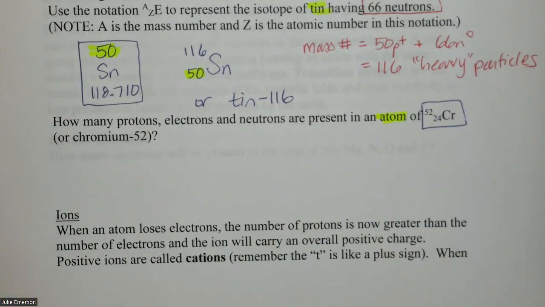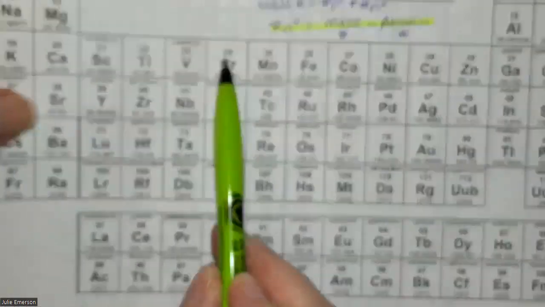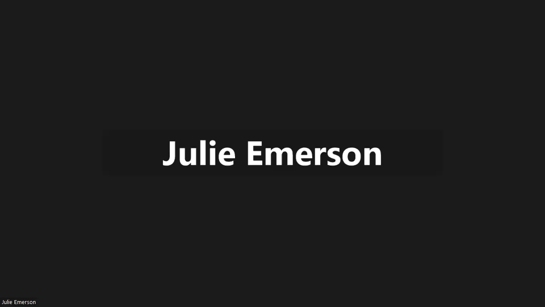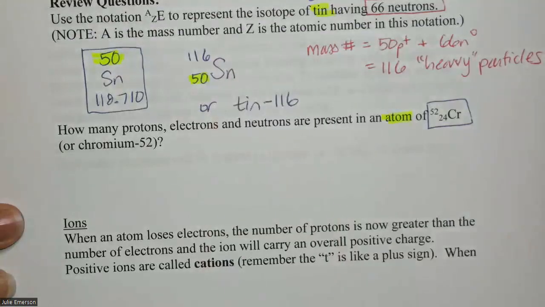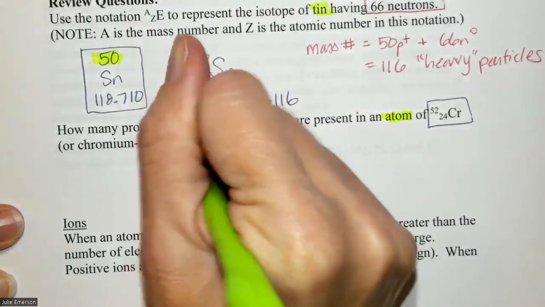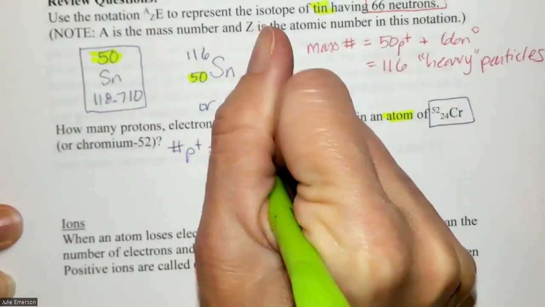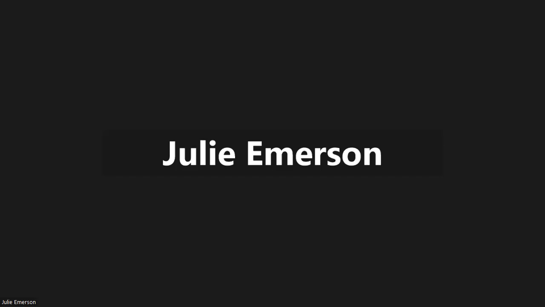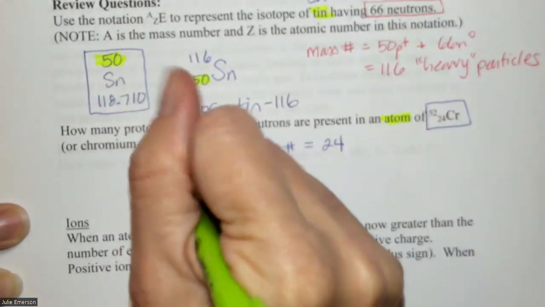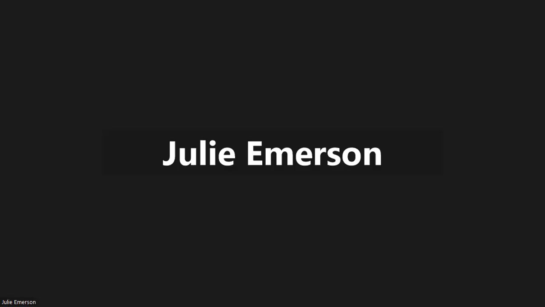Okay. So first thing is, when I go to my periodic table, that atomic number, 24, same as the one that's here. Okay, so that is our number of protons. So your number of protons is equal to your atomic number, which is equal to 24. All right, then the next thing that we're looking for is the number of electrons.